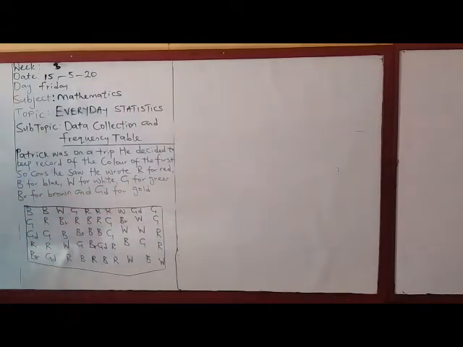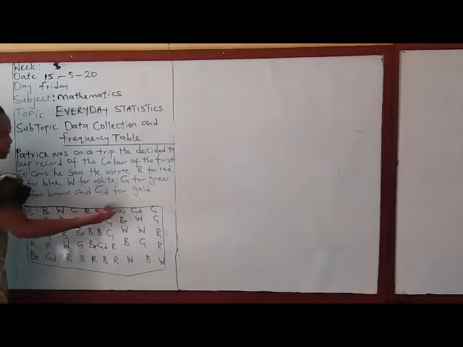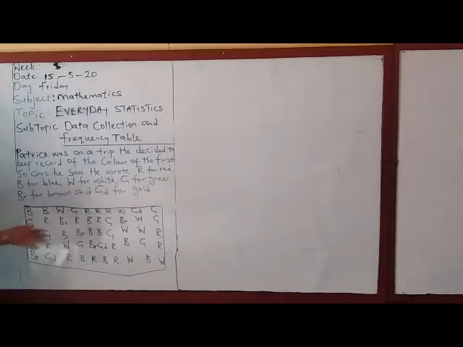So that means the first car he saw, the color is B. The second car he saw, the color is B. The third car he saw, the color is not B. The fourth car, G. This is how he recorded the colors of the cars he saw. As they are passing by, he is recording. This is what he recorded in his exercise book. So this is what is known as what? Data collection. So the first part is data collection.